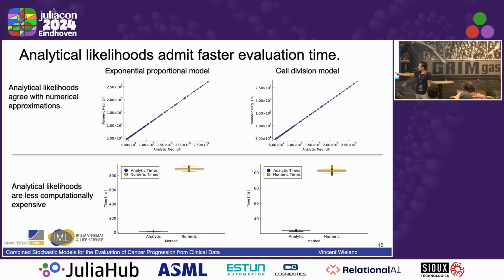For the cell division-based model, we do not have such a huge gain. This is because it involves an upper incomplete gamma function, which is also approximated numerically under the hood in Julia, so we don't get this huge gain. We also don't get gradients, but still, 5 times faster is quite a thing if you want to do this for a lot of patients.